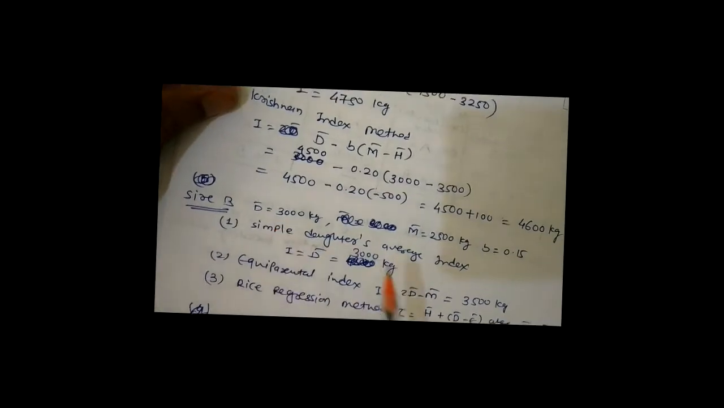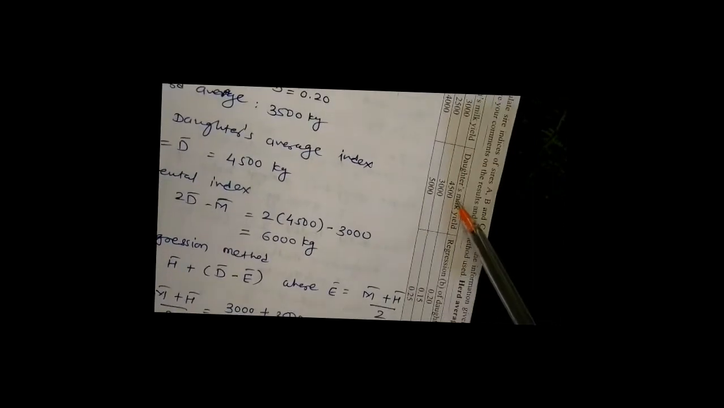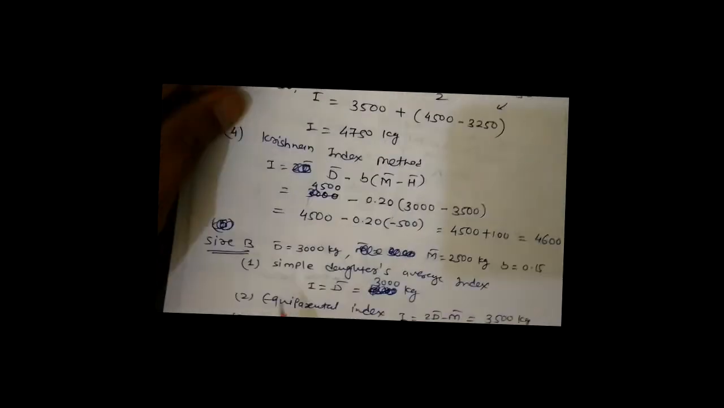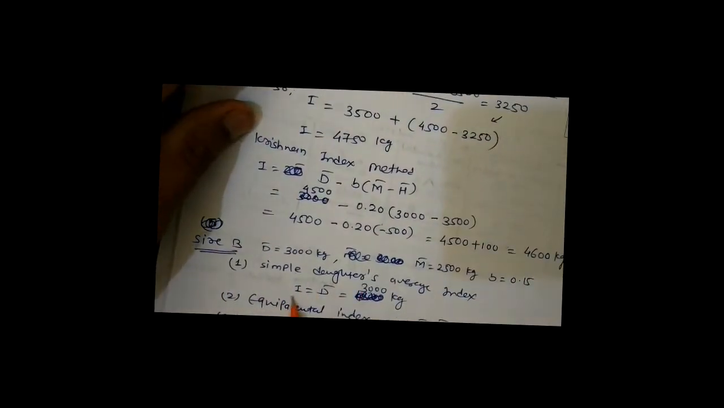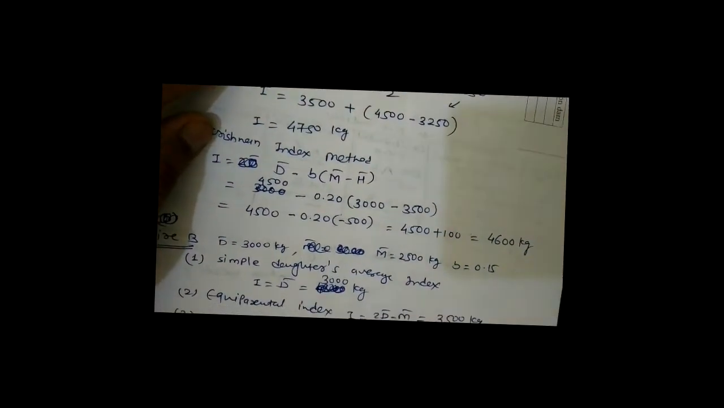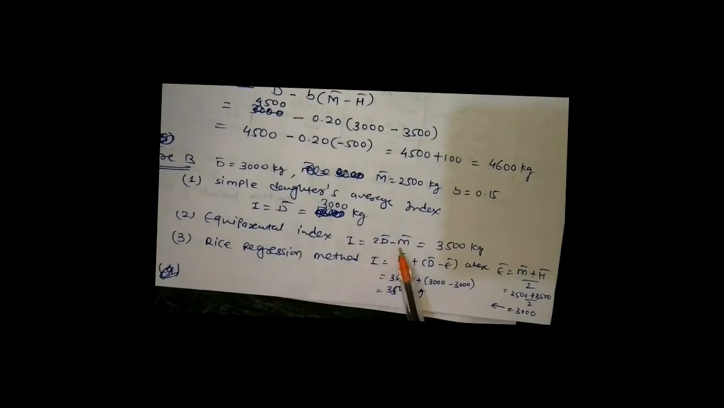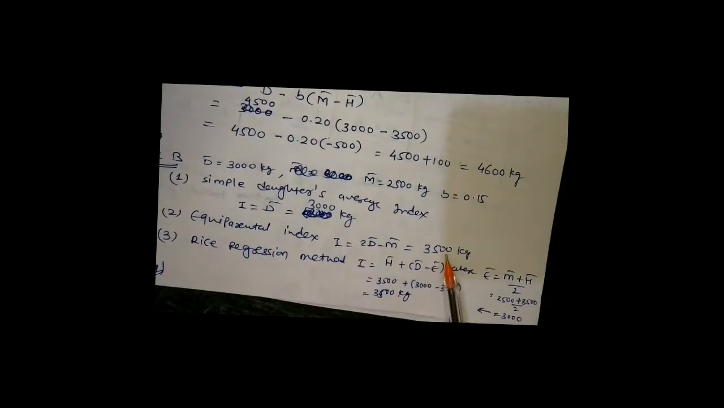So here, in case of B, the dam's average is 2500, the daughter average is 3000, and the b value is 0.15. For the simple daughter average index, I is equal to d bar, so it is 3000. Then the equiparental index, I is equal to 2d bar minus m bar, so it is 3500.